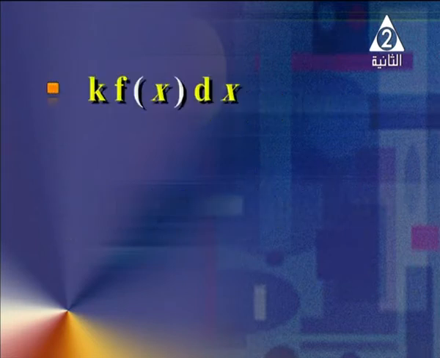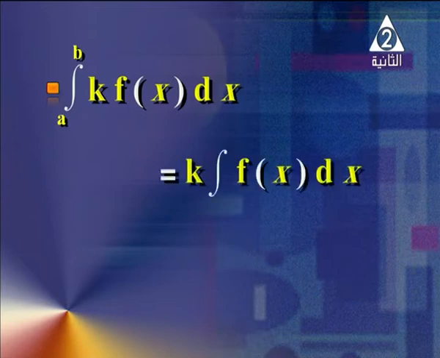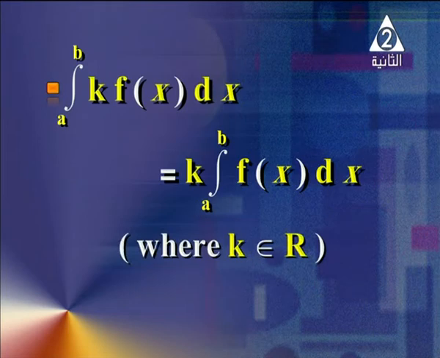K, when we multiply k times the function f of x and find the integration from a to b with respect to dx, what do you mean? K is a constant, so it equals k times the integration from a to b of f of x with respect to dx, where k belongs to R.